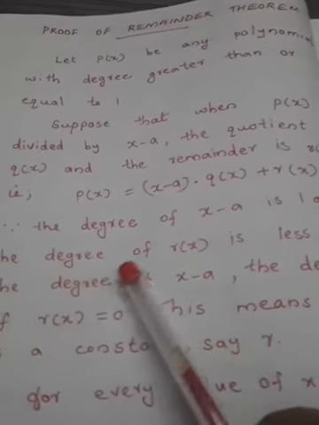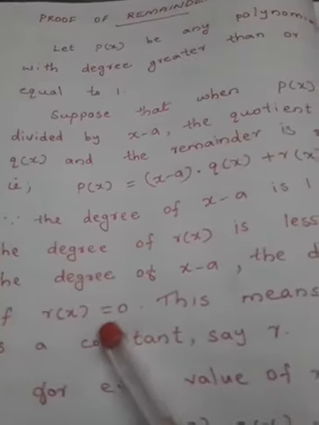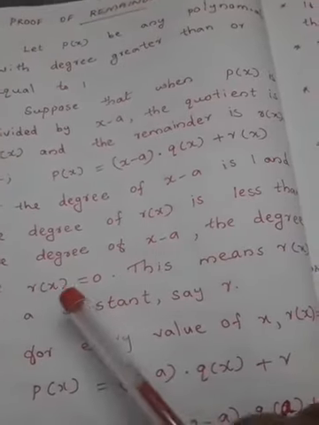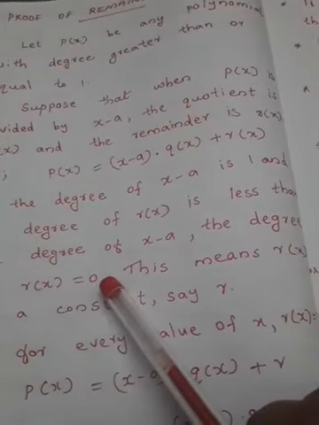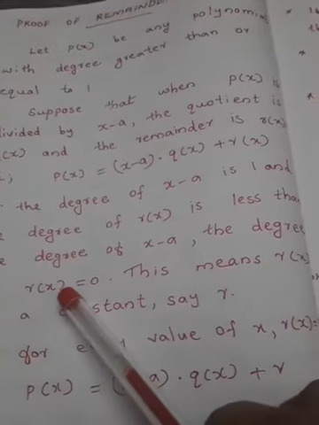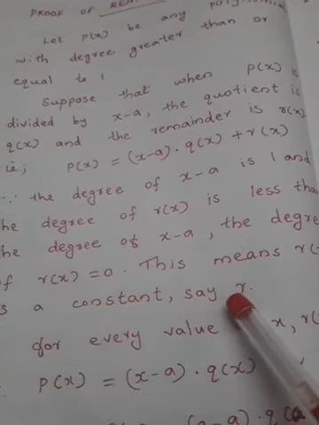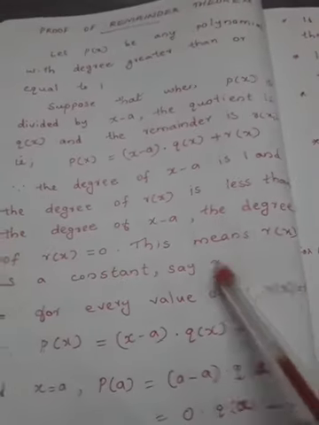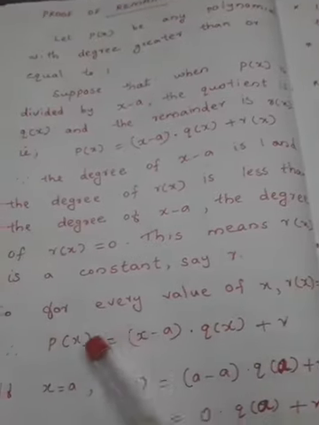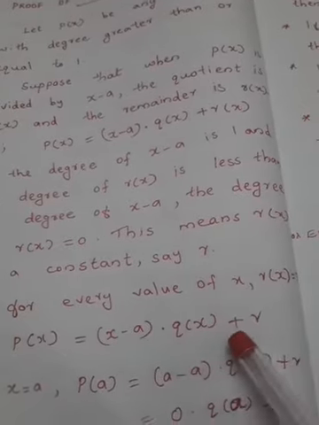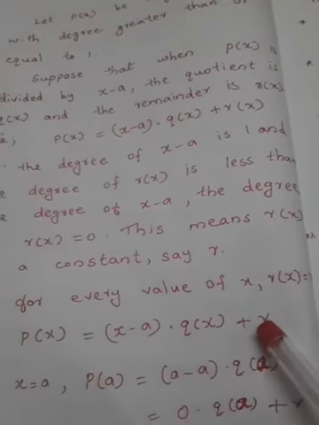So here the degree of x minus a is 1, so the degree of r of x will be 0. This means r of x is a constant polynomial. When the degree of r of x is 0, then it is a constant polynomial, so there is no need of this x. We can simply write it as r. For every value of x, r of x will be equal to r itself. Now p of x equals x minus a into q of x plus r.